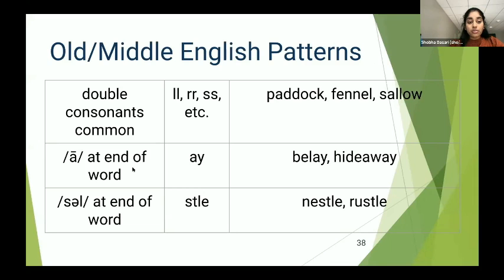Then the A sound at the end of a word in Old or Middle English will usually be spelled with an AY. Examples of this are belay and hideaway, where the AY spelling is used to make that A sound. And then at the end of words, you'll have the sound that's usually spelled with STLE. The examples are nestle, NESTLE, and then rustle, RUSTLE.